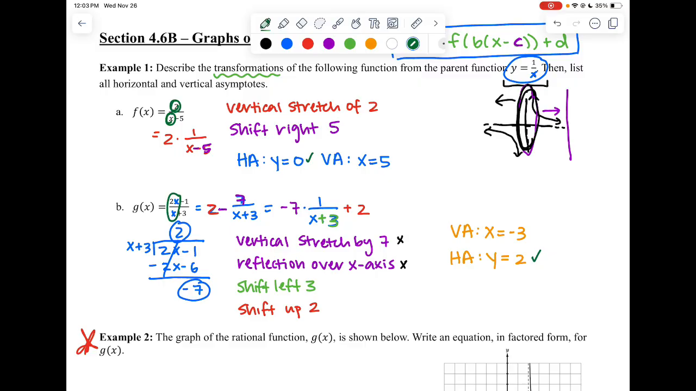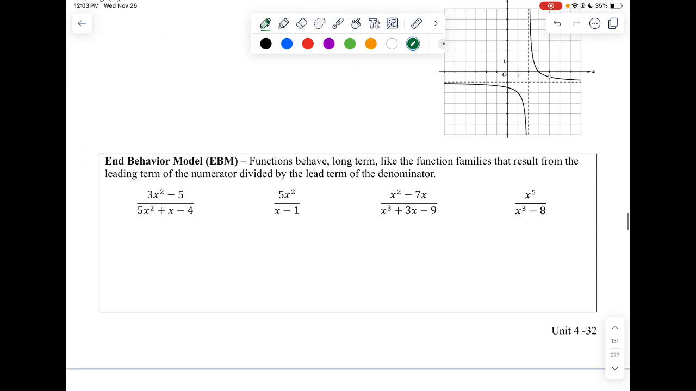We call this our end behavior model. Basically, functions behave long term like the function families that result from the leading term of the numerator divided by the lead term of the denominator. This is actually a concept that we're going to delve way more into in the spring when we get to our calculus units. But we're looking long term at these functions to think about what everything's telling us.